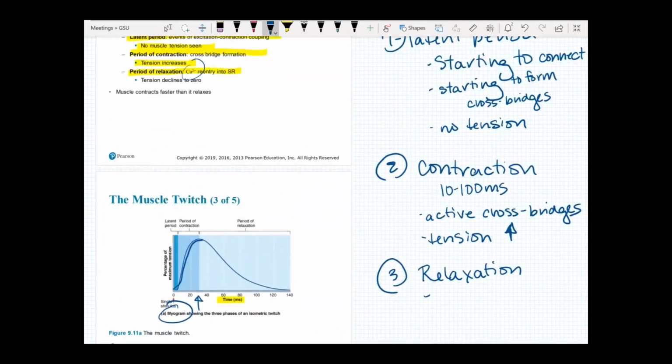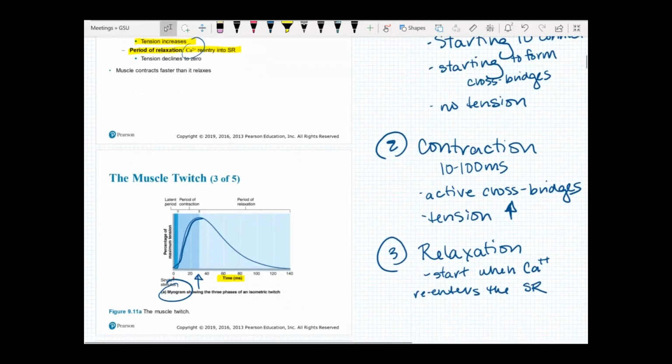So your relaxation period will start when calcium re-enters the sarcoplasmic reticulum. So in the T-tubules and the triad, where you're going to store calcium in the terminal cisterns of the sarcoplasmic reticulum. If that rings a bell, go review the first half of the chapter. But this relaxation period will start when calcium leaves the inside of the muscle fiber and returns to the sarcoplasmic reticulum. If we do not have calcium, we do not have skeletal muscle contraction.